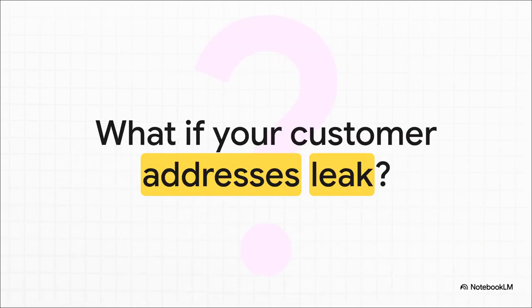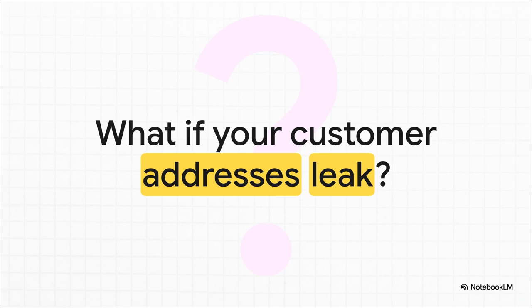All right, let's set the scene. Imagine you're a data engineer at a super popular food delivery app. We'll call it Hungry Now. You're sitting on a goldmine of data, right? Customer addresses, what they order, their payment info, even where drivers are in real time. Then your morning is ruined. You get an alert. There's been a breach. Customer addresses are out in the wild.